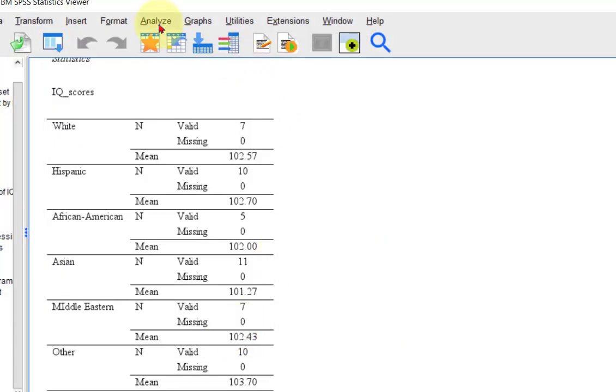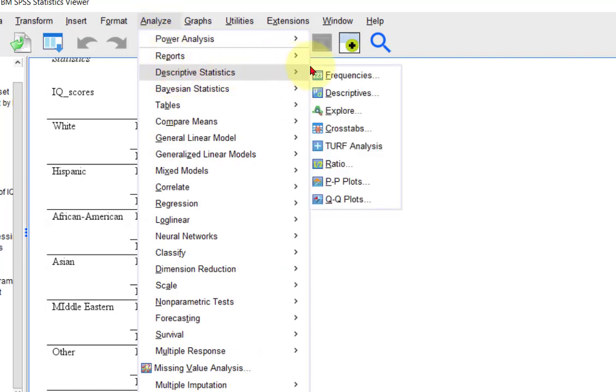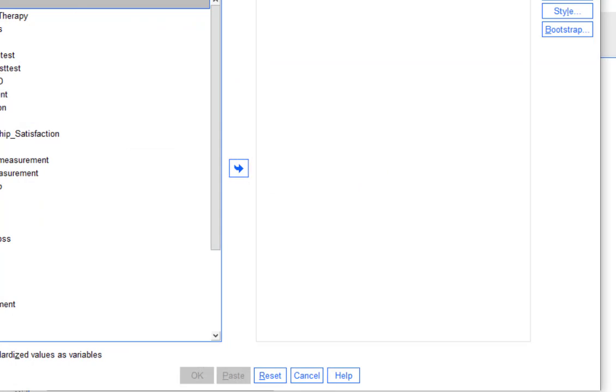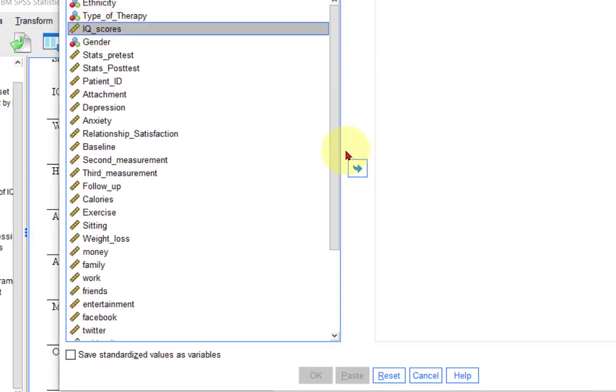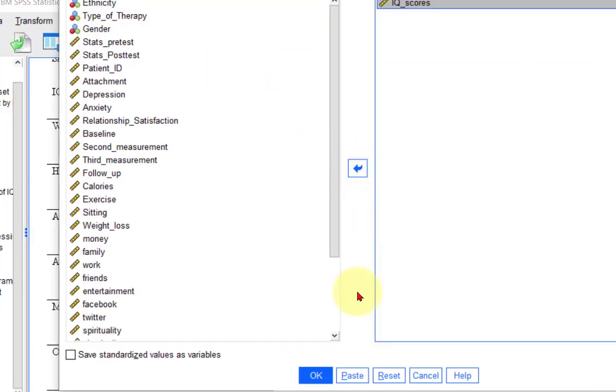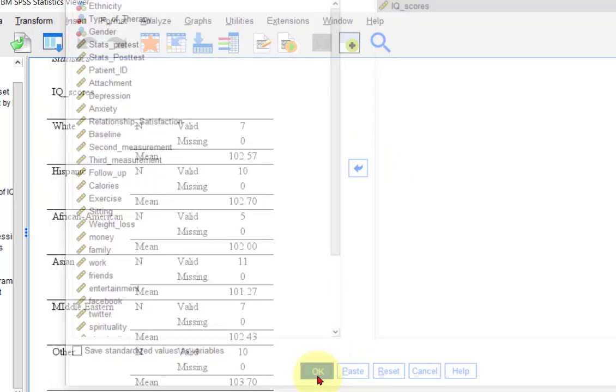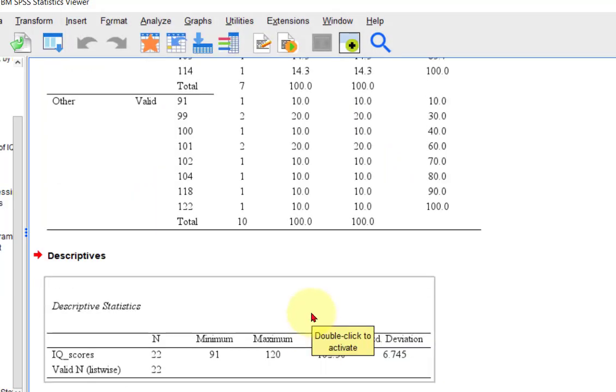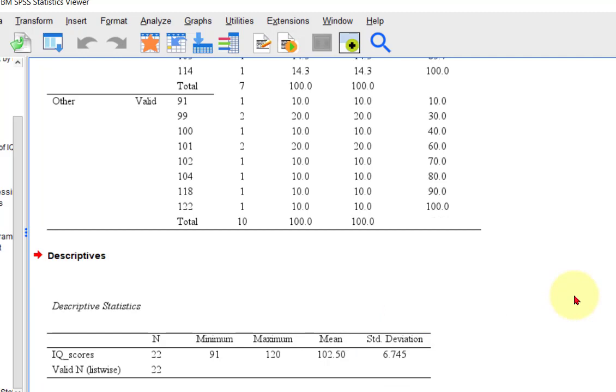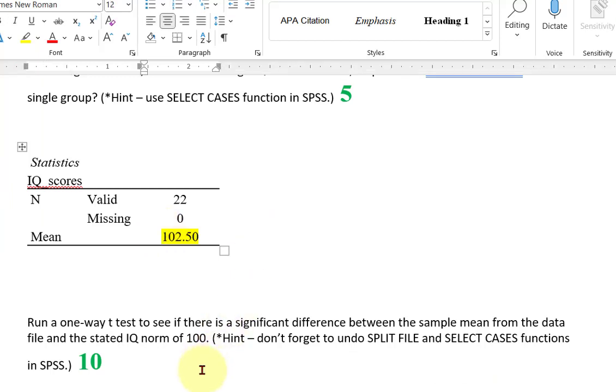And now we can go either way we want. Let's do descriptives this time. And I just want the, what was it, IQ scores again? Boom. Okay. And it's going to treat that whole thing as one giant group. And there it is right there, 102.50. There it is right there, okay. Next problem.